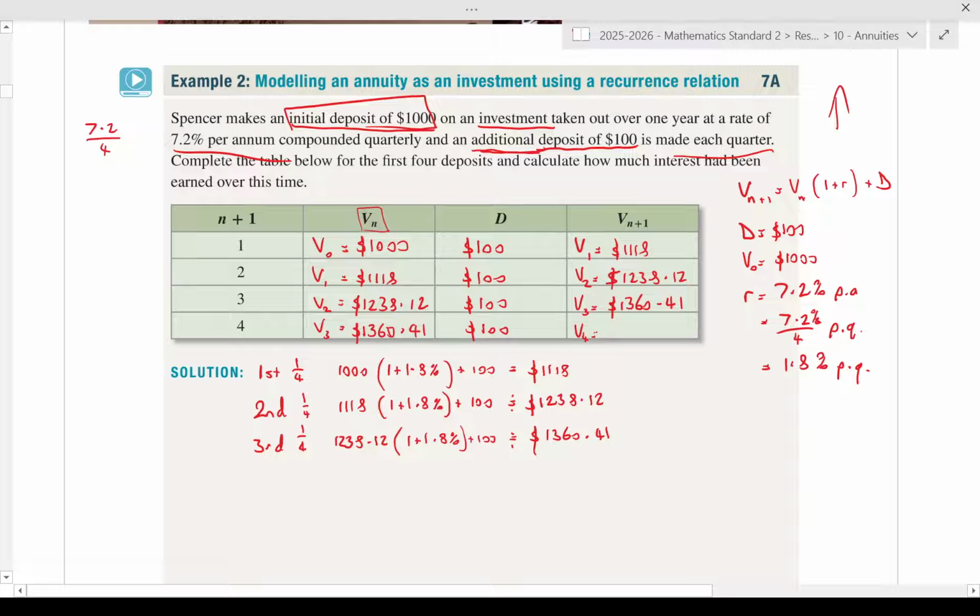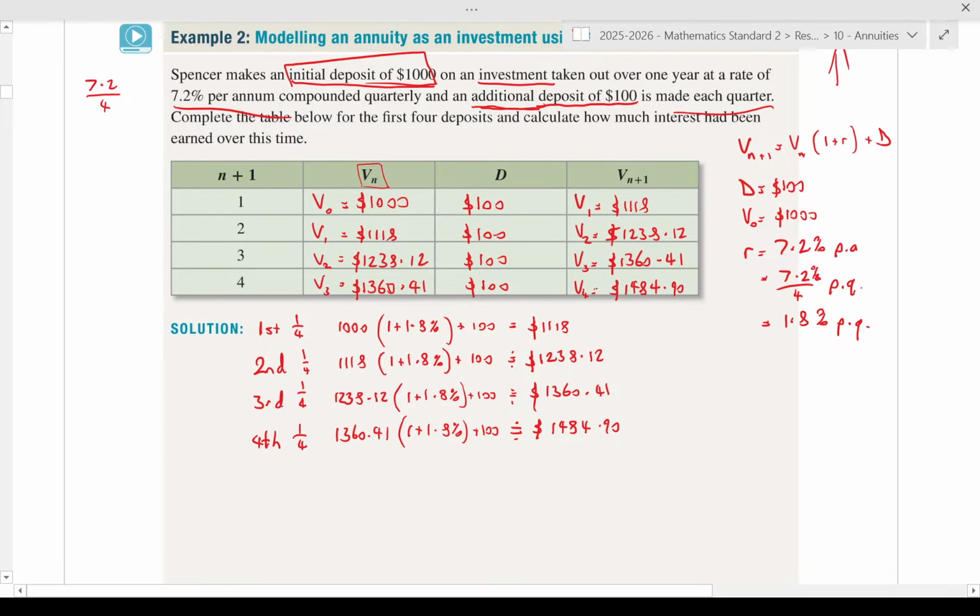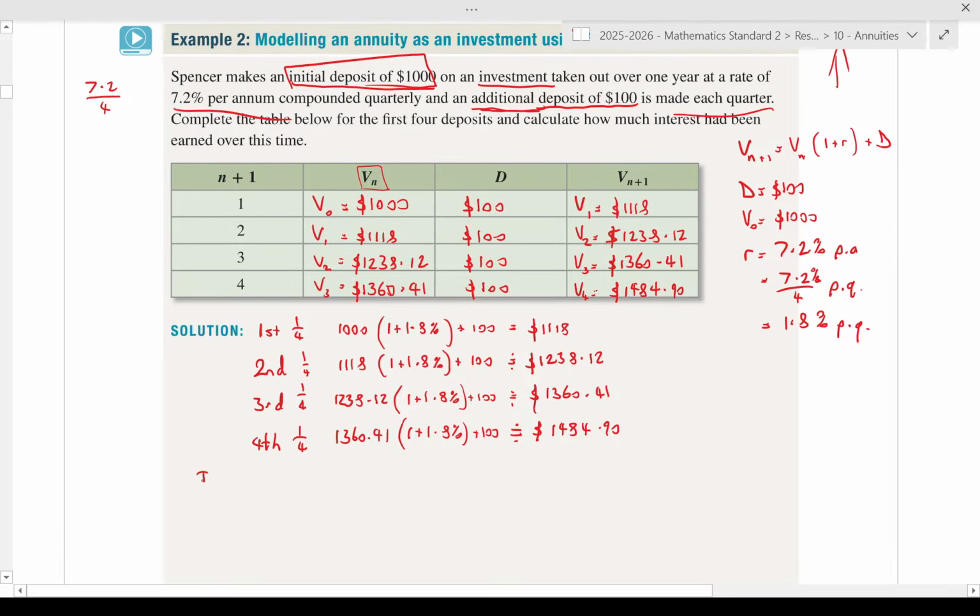Once again, use the answer button so that you're getting the exact values rather than the rounded off one. So 1,360.41 times (1 plus 1.8%) plus 100, which is our recurrence, and that will give us an answer that is approximately equal to 1,484.90. Let's put that in. We've now filled out the table and we have done the 4 deposits. Later on, you're going to be using a table of values and it'll make it much easier. Now what we're going to do is work out the interest.